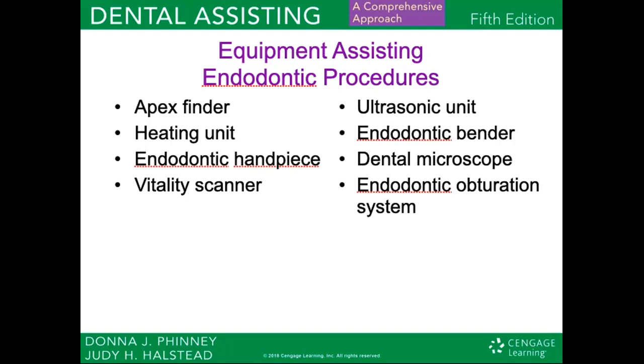The ultrasonic unit is used to apply the right amount of pressure and vibration to the tip of the tooth. The endodontic bender bends endodontic reamers, files, posts, pluggers, and spreaders. A dental microscope allows the dentist to see finer details and anatomy. And the endodontic obturation system allows filling of the root canals with more accuracy.